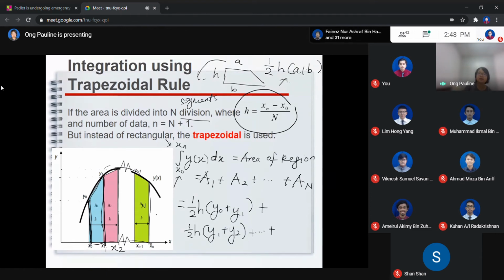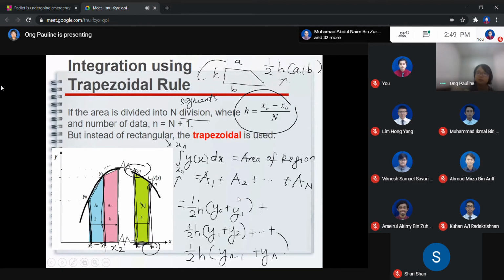Let us look at the last trapezium. You should have 1 over 2 h. This is A, which takes the value of yn minus 1, and this is B, which, since this is xn, shall be yn. So plus yn. However, we can still do some simplifications to the equation that we obtained.